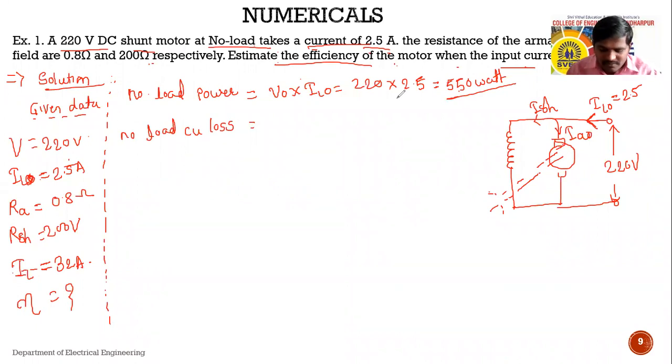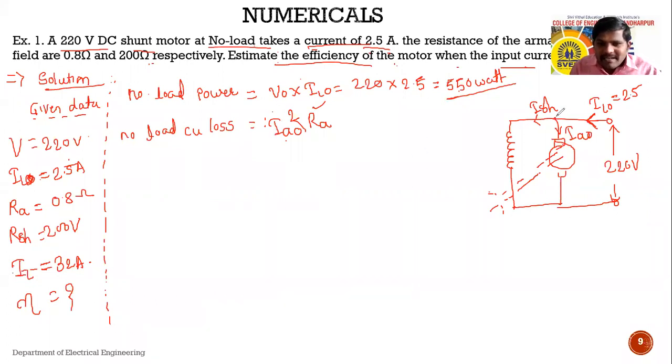काय फॉर्म्युला कॉपर लॉस साठीचा? Formula for calculating copper loss, I square R. Ia square Ra. So see, formula for calculating this copper loss is nothing but Ia, I am considering here Ia at no load, square into Ra. You people have the value of Ra, but do you have the value of Ia no load? Ia no load ची value आहे का? No, sir. Okay, then how can it be calculated?